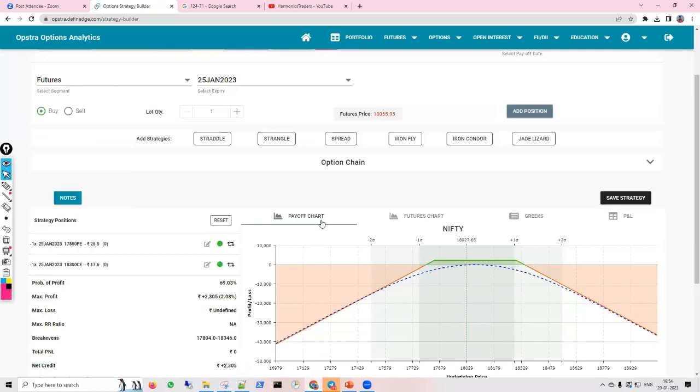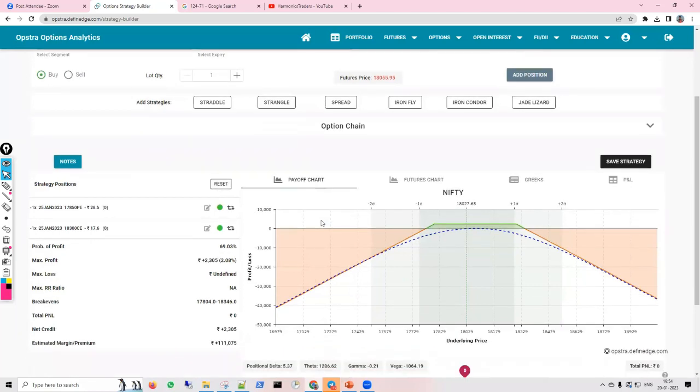So in today's session, we basically covered the spreads. They are always directional, and this is a non-directional one. As long as Nifty is between 17,800 and 18,346, you will be in profit. Okay, the max profit is 2,300 and the probability of profit is 69%, right? But the loss is unlimited. That is the problem with respect to a strangle or even a straddle.